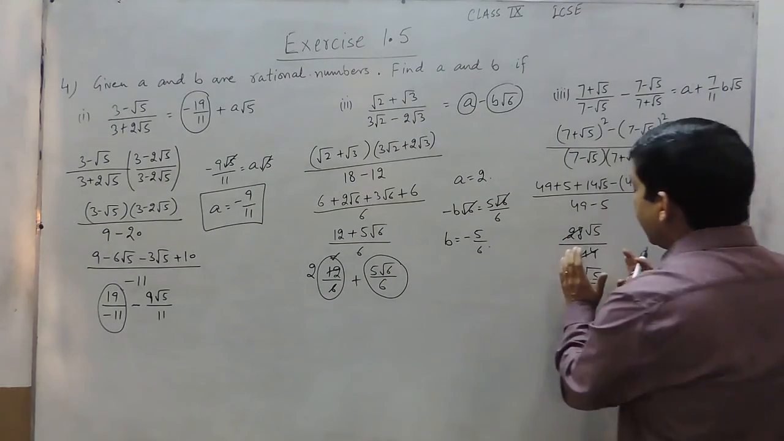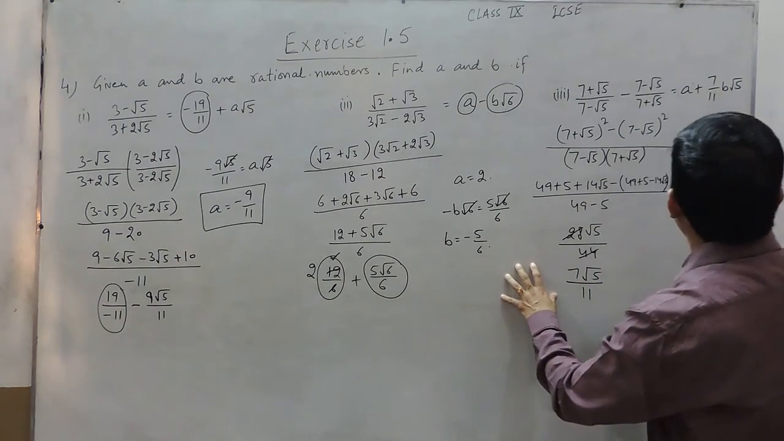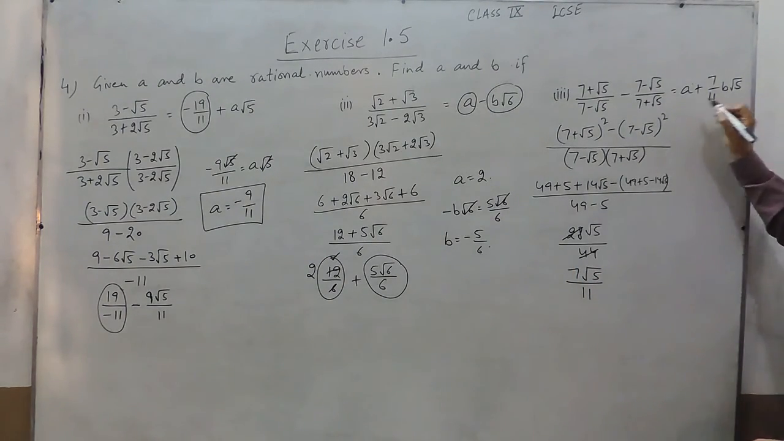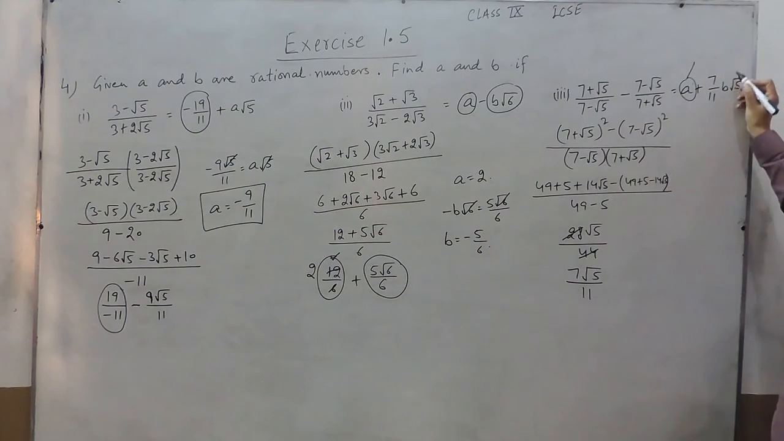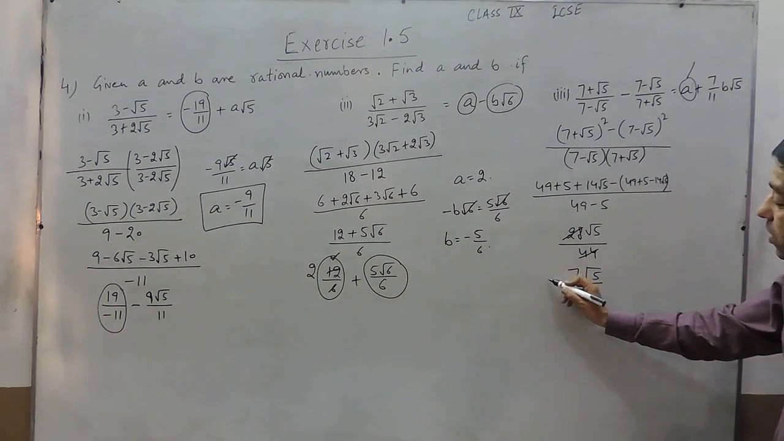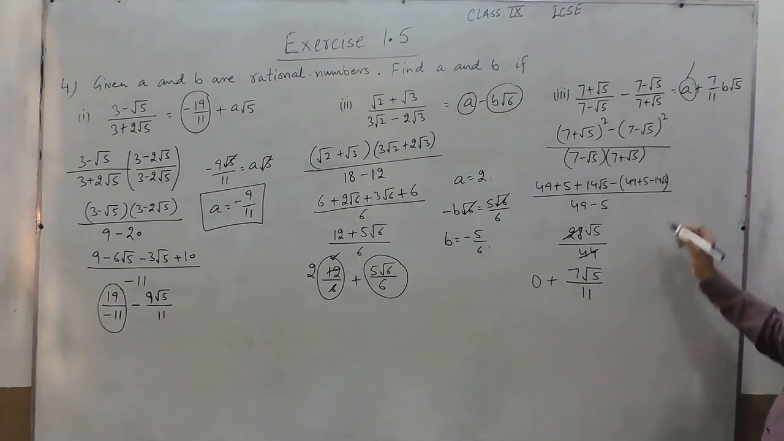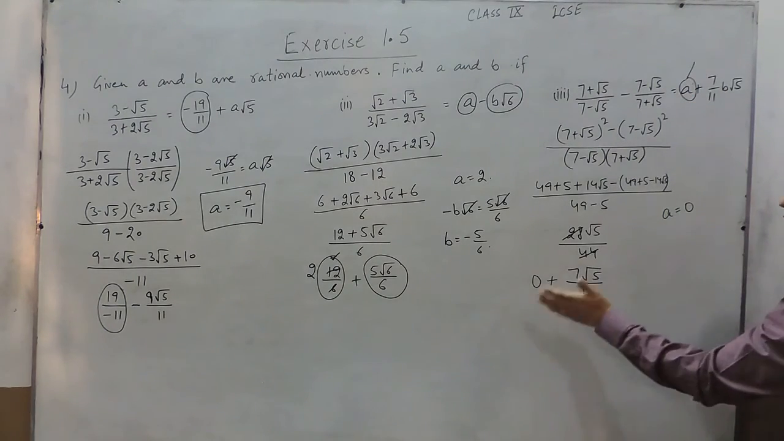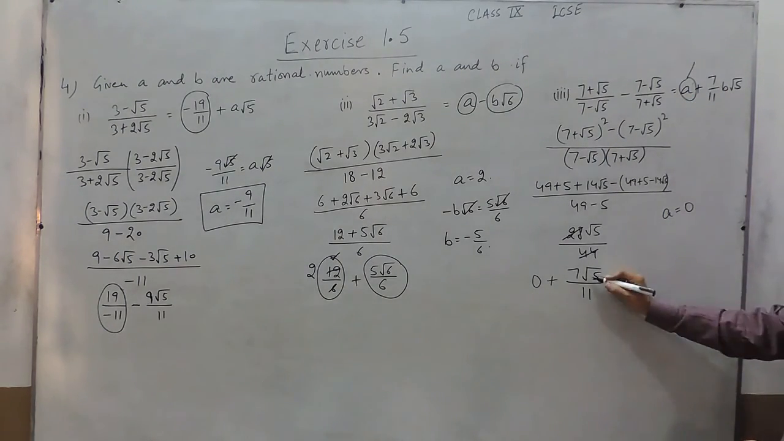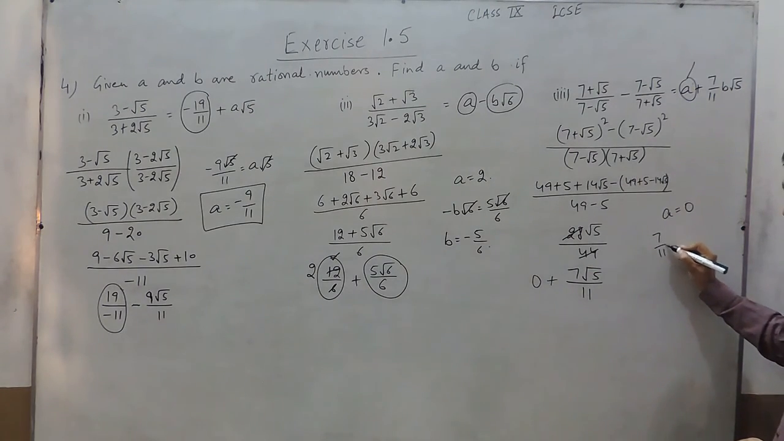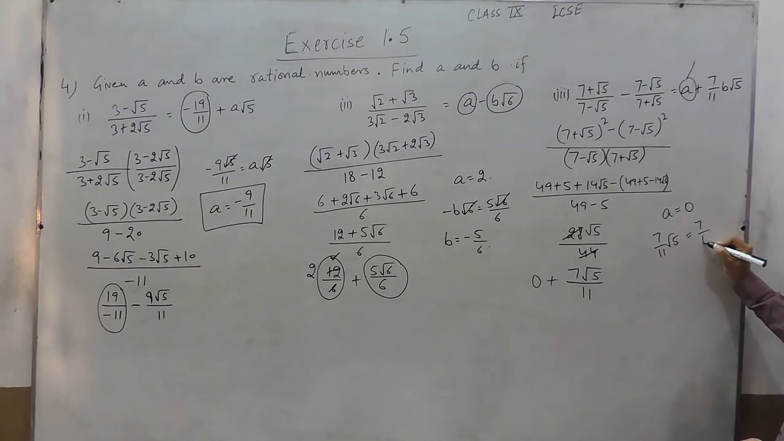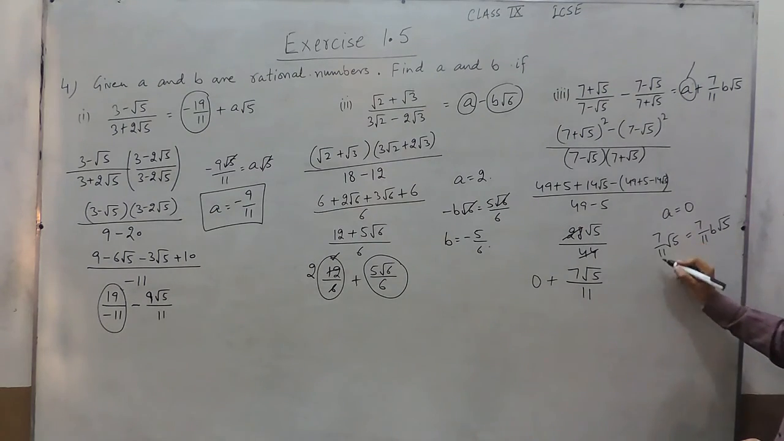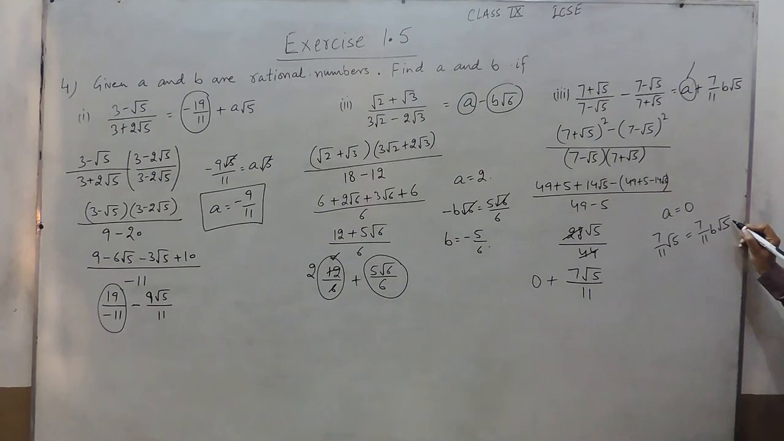Now, here there is only the irrational part. There is no rational part attached to it, and this is equal to this. Here we know that this is the rational part and this is the irrational part. Now, because there is no rational part, I can write it as 0. So the value of a becomes 0 when I equate the rational part of the right hand side to the rational part of the left hand side. And the irrational parts can also be equated. So this will be 7 upon 11 root 5 equal to 7 upon 11 b root 5, where this can be cancelled out and this can also be cancelled out. So the value of b becomes 1.